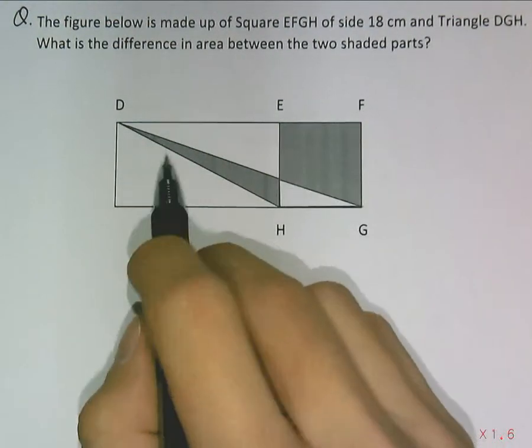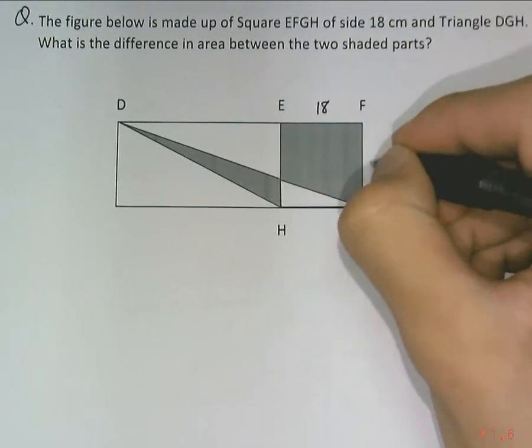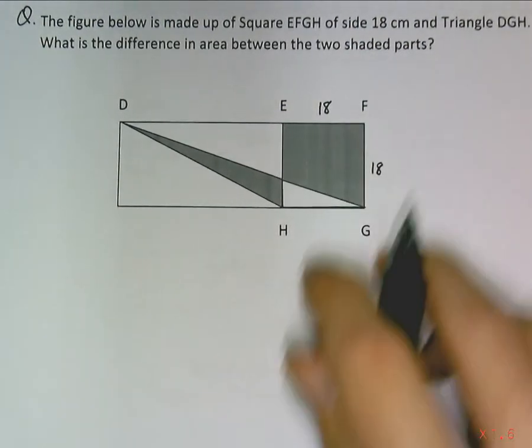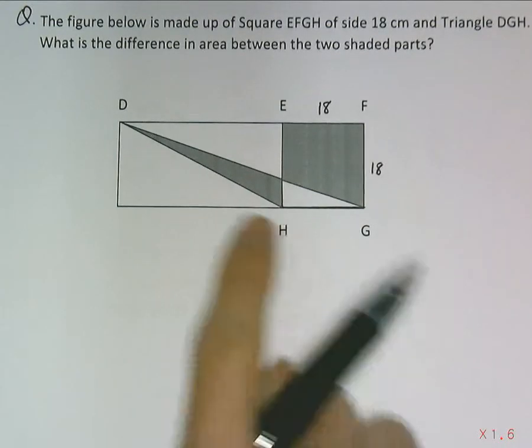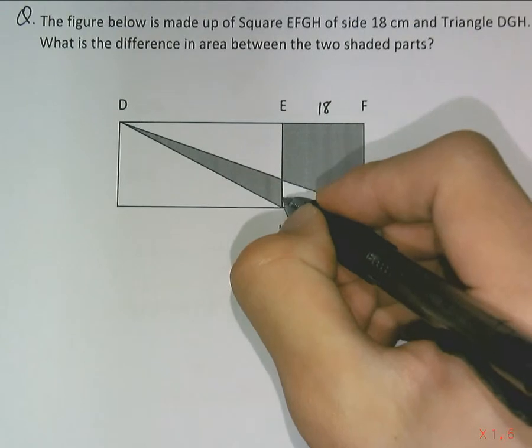The entire figure is made out of this square of side 18. So we write 18 here, by 18 here. Alright, so there's a triangle in here, DGH. Now notice that the square, this has to be 90 degrees.